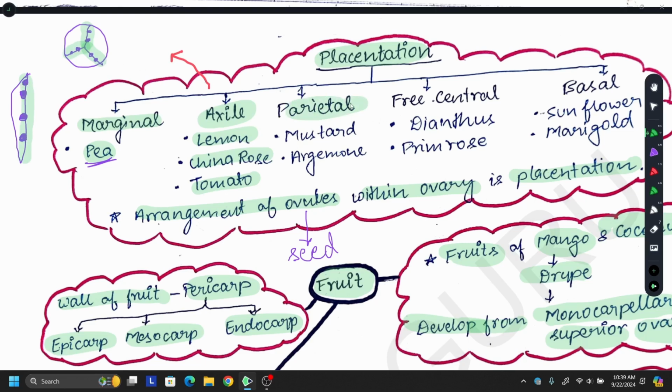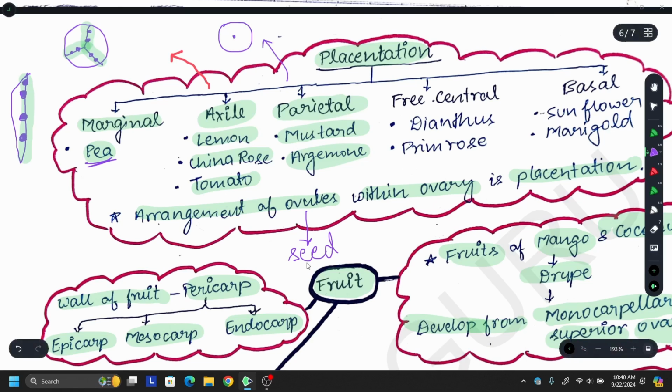In parietal placentation, mustard and argemone are the examples, and it is something like this. So I am drawing parietal here. This is basically the fruit. In the fruit, you will see that on the periphery there will be placenta, and the ovules are arranged here, something like this. This is what we call parietal placentation. It is found in mustard and argemone.